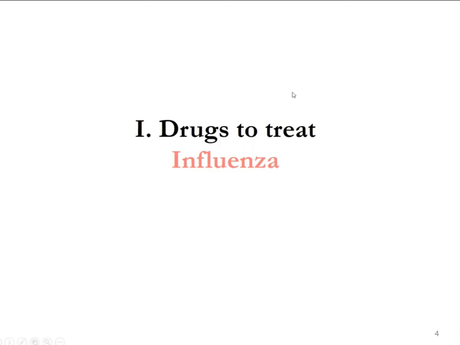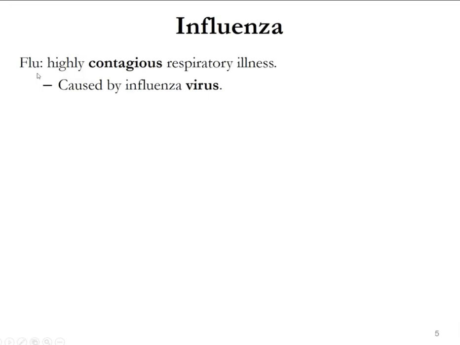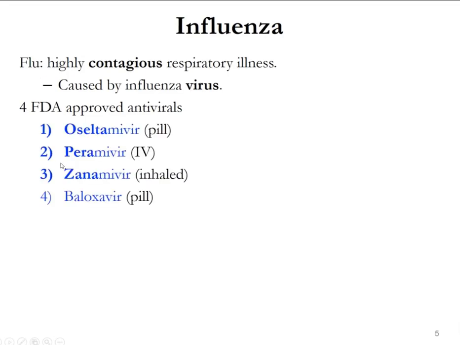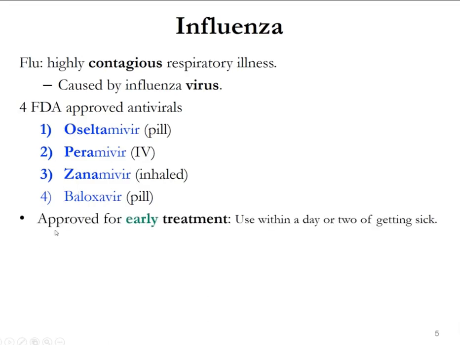Okay. Drugs to treat influenza. Flu is a highly contagious respiratory illness. It's caused by influenza virus. There are 4 FDA-approved antivirals to treat influenza. Oseltamivir is a pill, oral pill available. Peramivir, IV. Then zanamivir, inhaled, that means you can give that to kids. Baloxavir, pill available. So the first three you can learn for our class test also.